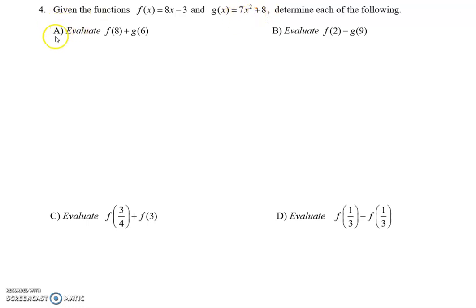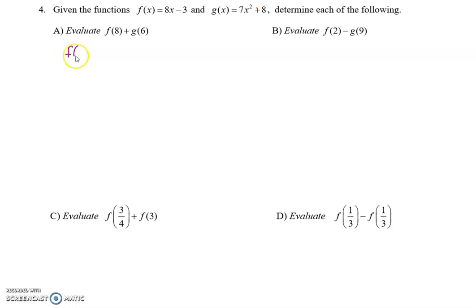And in the first example, we are asked to evaluate f of 8 and add it to g of 6. Okay, so f of 8, as you recall, 8 is going to be our input value, and f of 8 is our output value. And how we evaluate f of 8 is that we take x equals 8 and substitute it here in the function f, and then use our order of operations to find the output. So that's our first step.